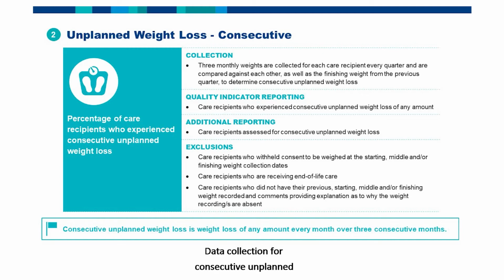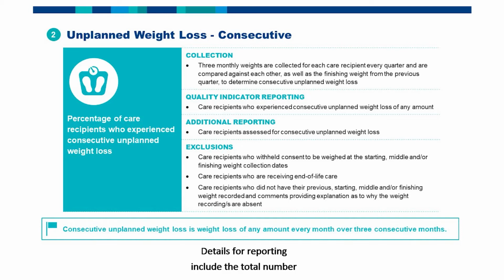Data collection for consecutive unplanned weight loss will involve collecting 3 monthly weights for each care recipient every quarter and comparing against each other, as well as the finishing weight from the previous quarter to determine consecutive unplanned weight loss. Starting, middle, and finishing weights are required for this quality indicator.